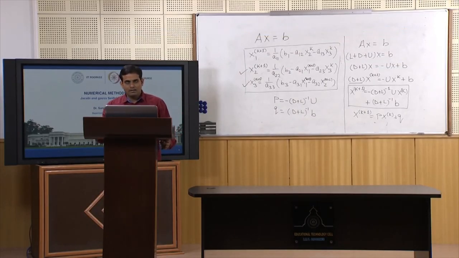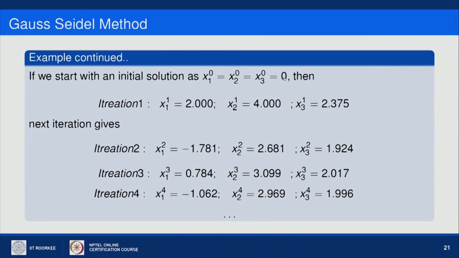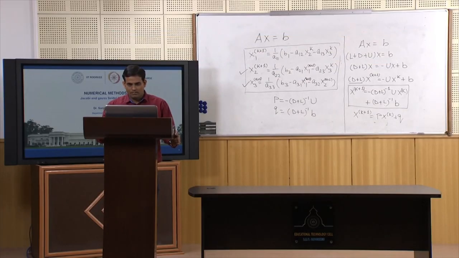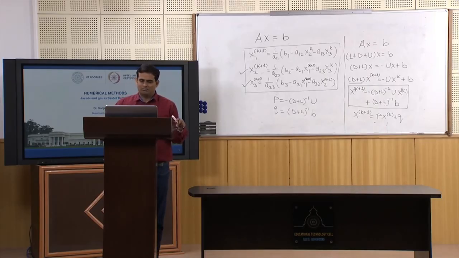Then I start with an initial solution, x1 0 equals x2 0 equals x3 0 equals 0. So initially I am taking a zero vector as the initial solution. In the first iteration I put x2 equals 0 and x3 equals 0, and I get x1 1 equals 8 upon 4, that is 2. Now, in the second equation, I will not use x1 equals 0, because that would be exactly like Jacobi. Here I am using the updated value of x1, that is 2.